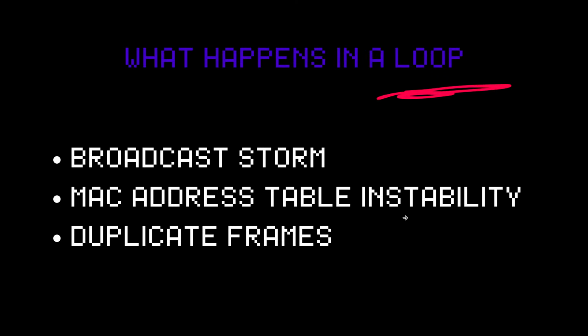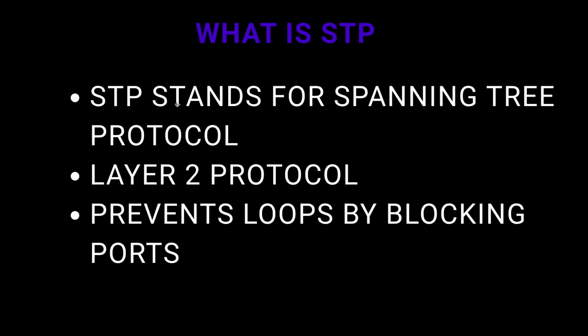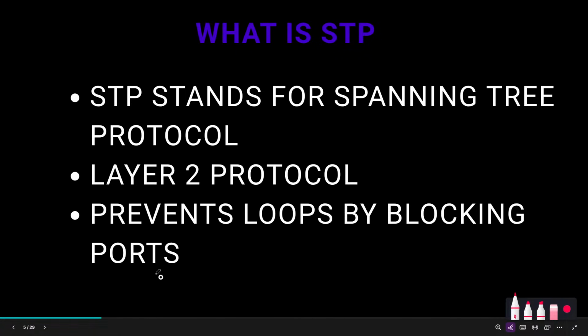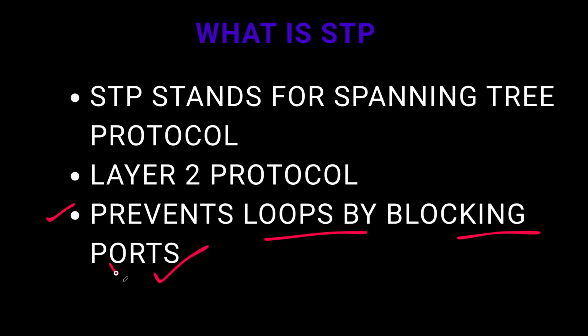Broadcast storms, MAC address table instability, and duplicate frames. Now, the main thing. What is STP? STP stands for Spanning Tree Protocol, and it is basically a layer 2 protocol. And I hope we are clear with this thing, layer 2, layer 3, layer 4, whatever it is. Now, it prevents loops by blocking the ports. Now we understood the working of the STP. Got it?